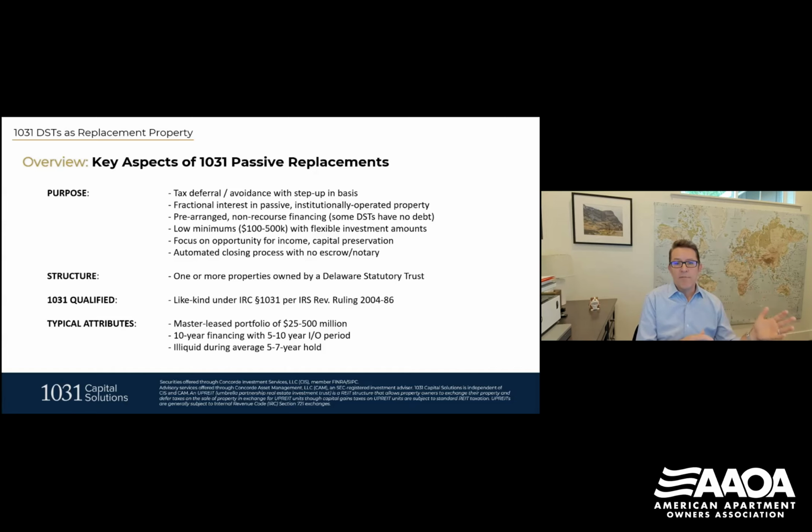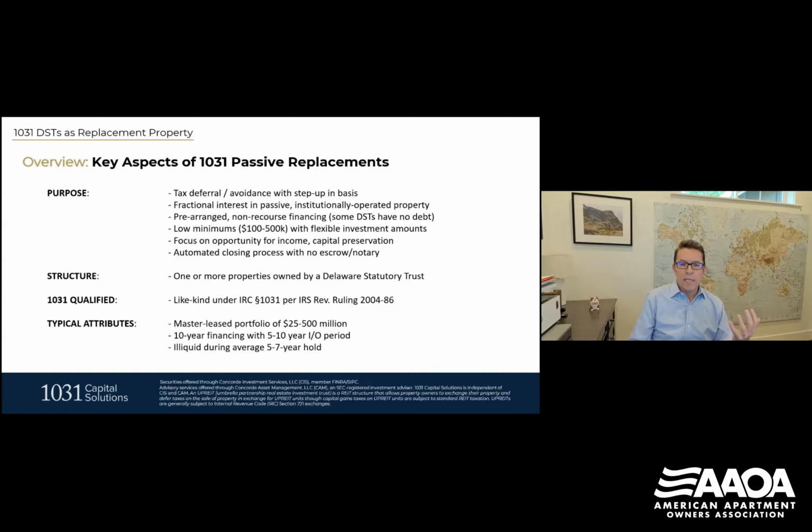Okay, other purposes for investing in a 1031 passive replacement are updating to a fractional interest in truly passive, institutionally operated property; if applicable, benefiting from prearranged non-recourse financing; flexible timing and investment amounts; a focus on income and capital preservation; and an automated closing process with no escrow or notary.